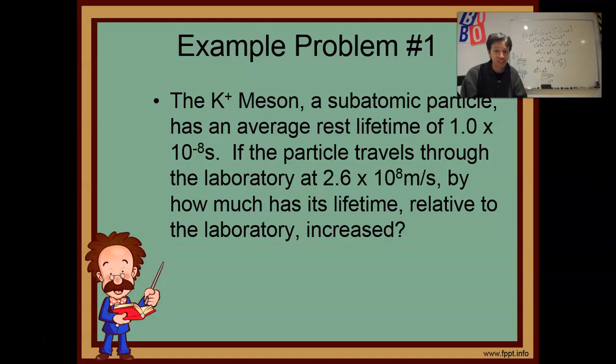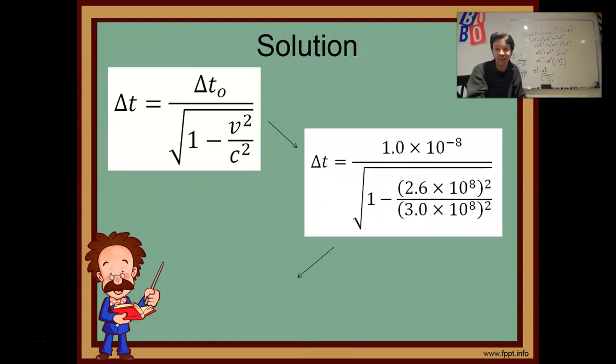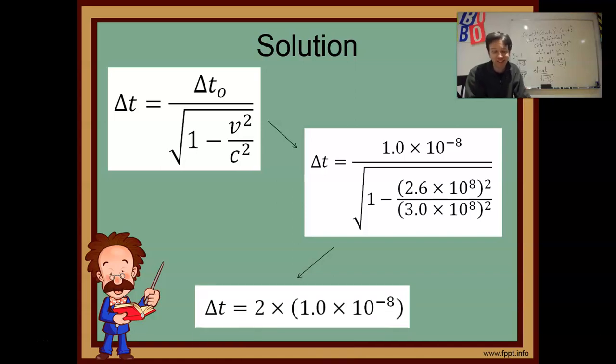So in this question, the rest lifetime is 1 × 10⁻⁸ seconds. What is that? Delta t or delta t naught? I gave you a hint when I introduced this equation. Delta t naught is the time measured in the rest frame. And so this question is giving you the value for delta t naught and the value for v. So we're not even going to need to rearrange that. We're just going to plug in our values and we'll get an answer right there.